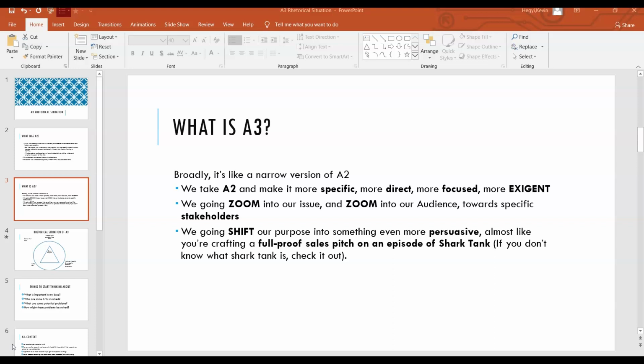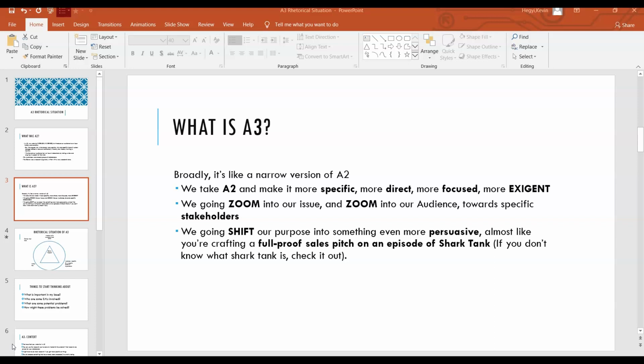If you don't know what Shark Tank is, it's a television show where entrepreneurs present their product to a group of investors, and they're really trying to get those investors to invest in their product and buy into it. So that kind of marketing mindset is really helpful for writing a proposal because you're really trying to convince and persuade someone to take action.